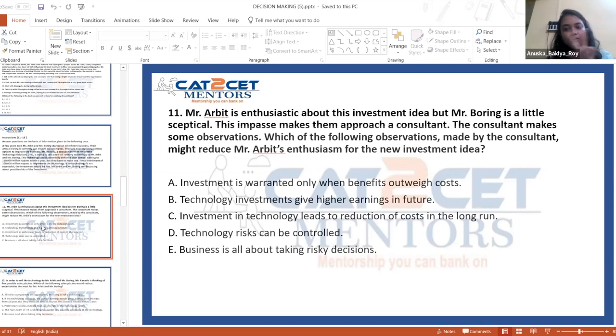So A wants to invest, B doesn't. This impasse makes them approach a consultant. The consultant makes some observation. Which of the following observation made by the consultant might reduce Mr. A's enthusiasm for the new investment idea?